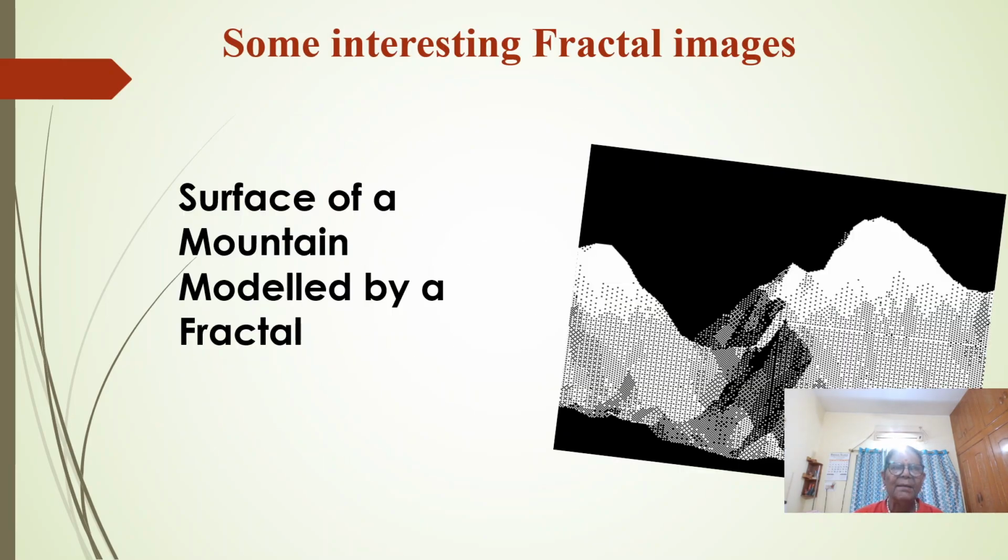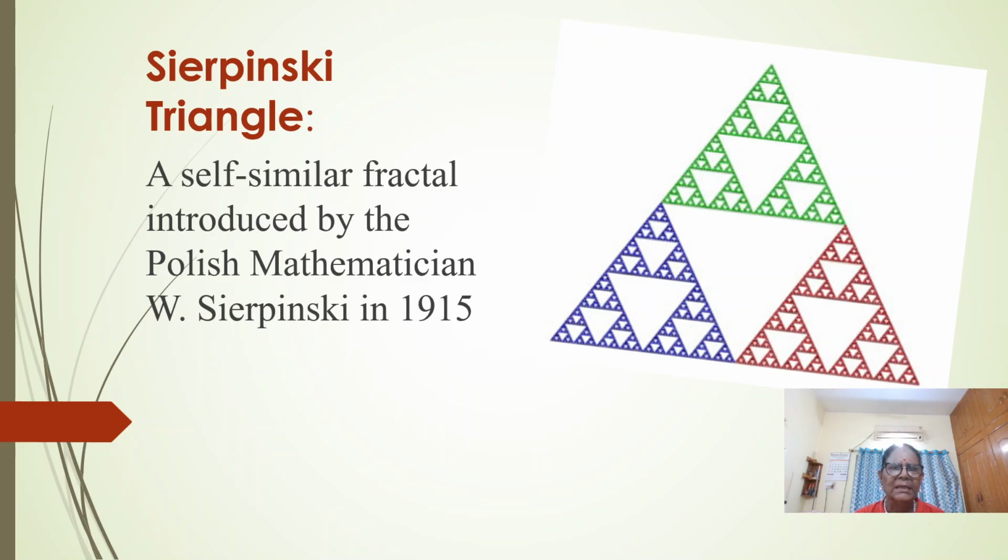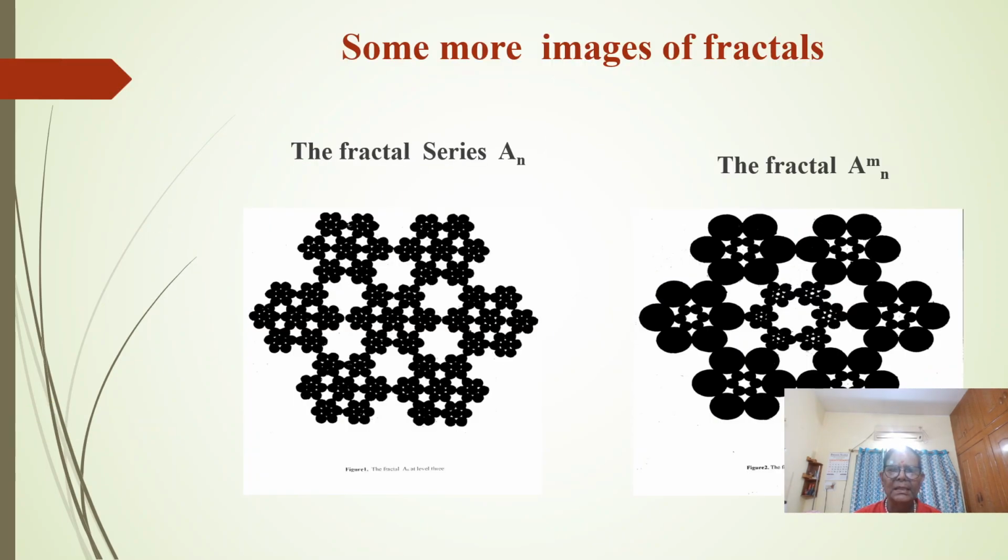So these are some images of fractals. This is the surface of a mountain as modeled by a fractal. It can be noted that any part of a mountain itself looks like a mountain. This is another fractal figure known as the Sierpinski triangle. It is a self-similar fractal introduced by the Polish mathematician W. Sierpinski in 1915. These are some more interesting fractal images.